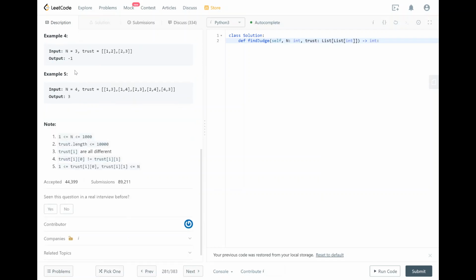In example 4, we have a town full of 3 people. Person 1 trusts person 2, and person 2 trusts person 3. So there's no person that everyone trusts. So once again, we do not have a judge.